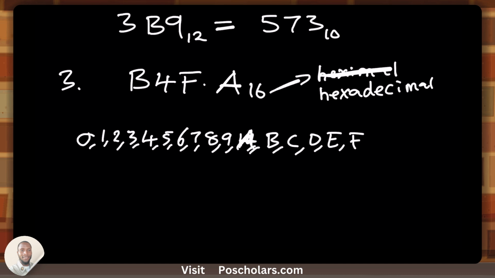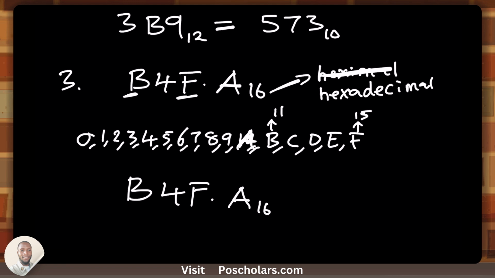Then similarly, what you need is B and what? F, right? So if you check it very well, you see that here B represents 11, while F represents 15, right? Now next, we solve. The question says B4F point A base 16.